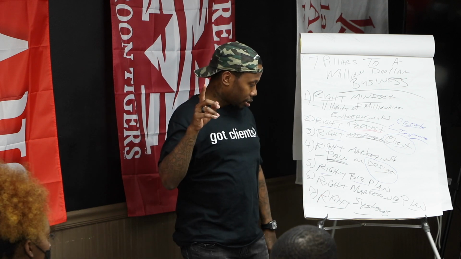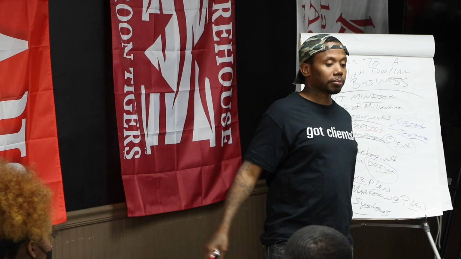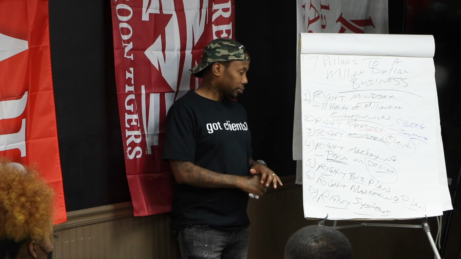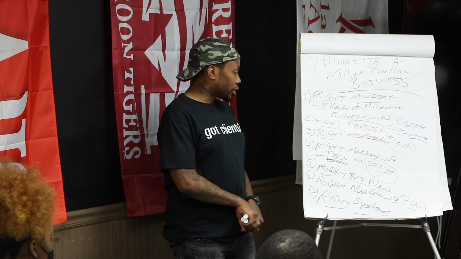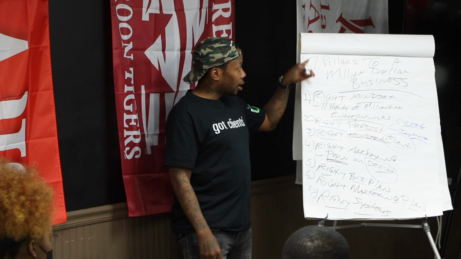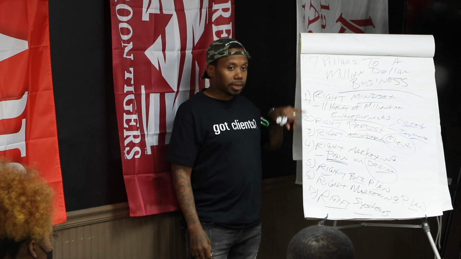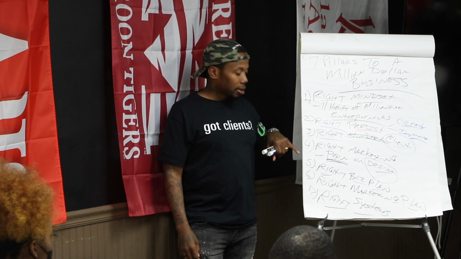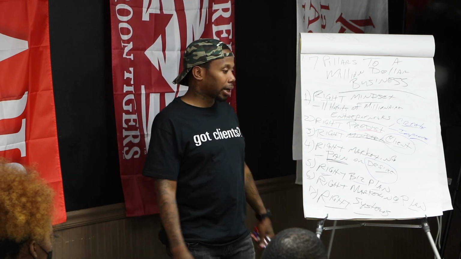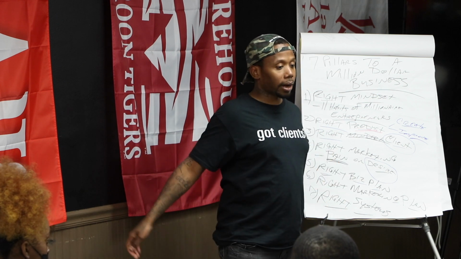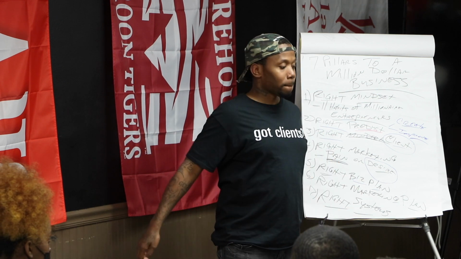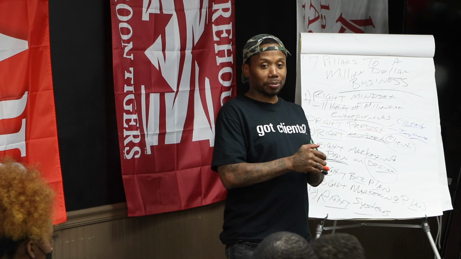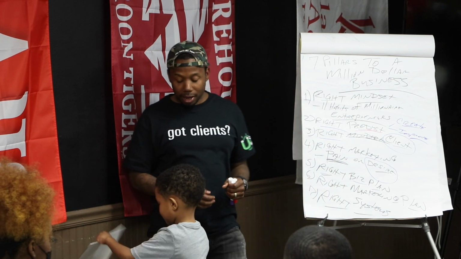Number seven is the right marketing strategy. Which leads us to number six of the seven pillars to a $1 million business. If I'm going too fast, y'all just stop me. If y'all got any questions, jump in, let me know what's up. So number six is the right marketing plan. Who got the marketing plan notes? You got the marketing plan notes, Promise? Run it down for us then.